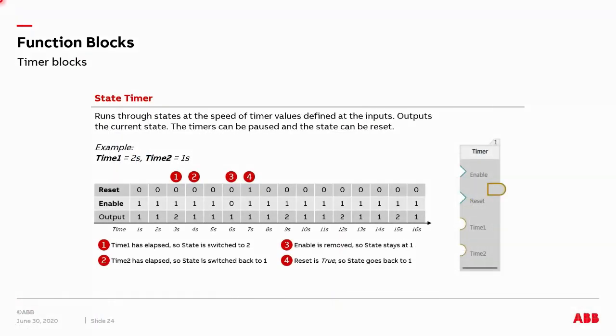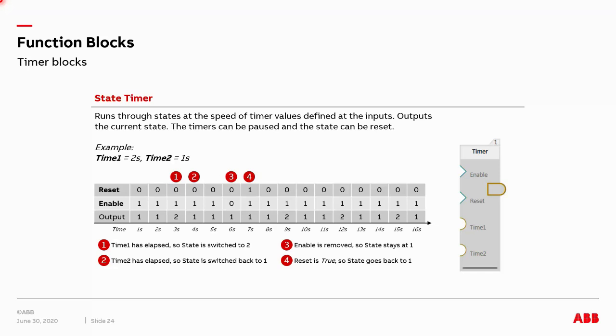So now that we've covered the basic timer blocks, let's talk about some of the more advanced timer blocks, like state timers. State timers basically run through the different states based on the inputs that you define into the time inputs, which are floats, and it would output the current state based on how it's cycling through all of this. One thing to note is that the timers can be paused and the state can be reset anytime you want to do this. So I'm going to walk through a quick example here.